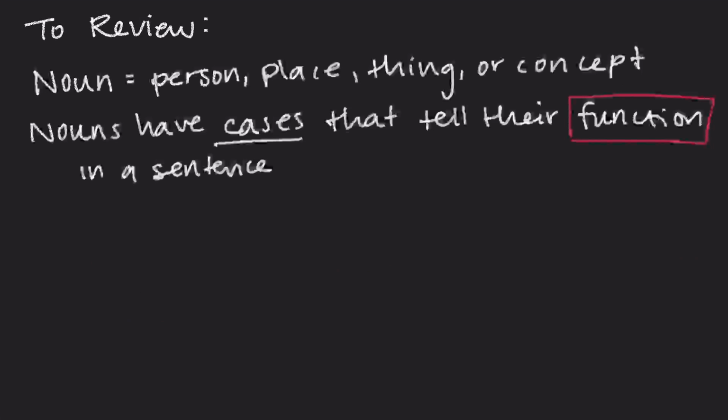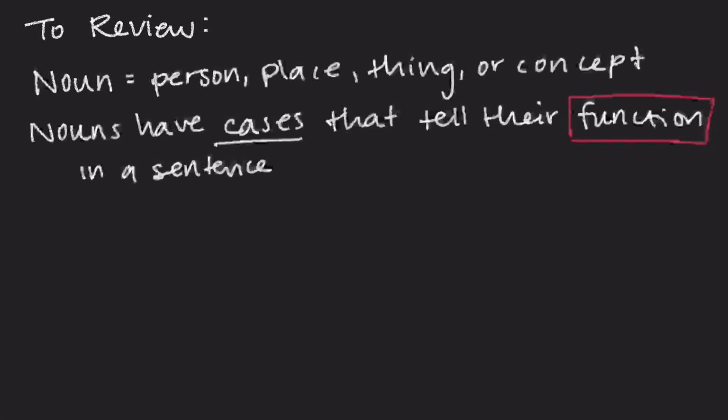So, just to recap what we went over in this little presentation, a noun is a person, place, thing, or concept. Nouns have cases that tell their function in a sentence. Verbs are actions. Verbs have personal endings that tell who is doing the action and when the action is happening.